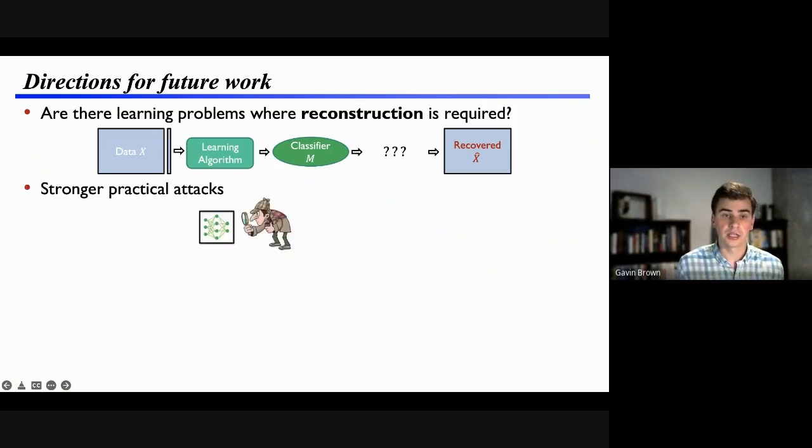The next question, hand in hand with that, is can we produce stronger practical attacks? There are a couple of existing results, each of which help the adversary in some way. I suspect that there are much stronger attacks that exist in practice, and we just don't know how to get our hands on the information that's inside the neural networks.